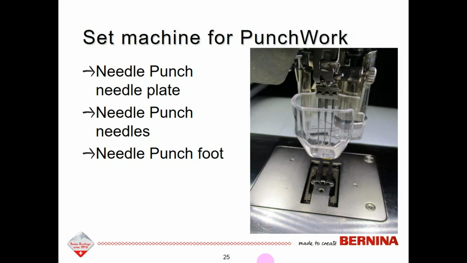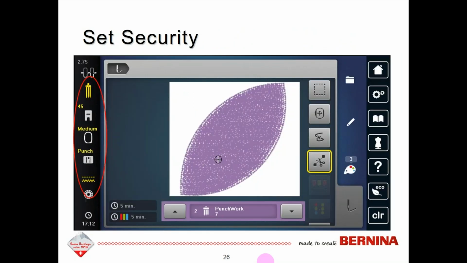Now, with the needle punch attachment, you have 2 choices for needles. You have a long set and a short set that comes with the attachment. Normally, we're going to use the long needles. So that's what I use to needle punch the felt. You want to be sure and set your security on your machine. Choose the needles, the punch plate, and then of course the foot.